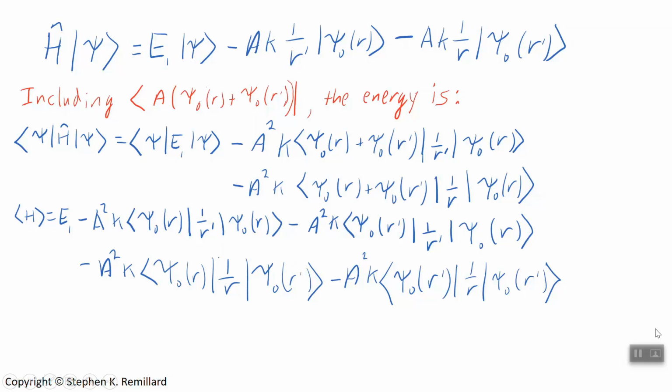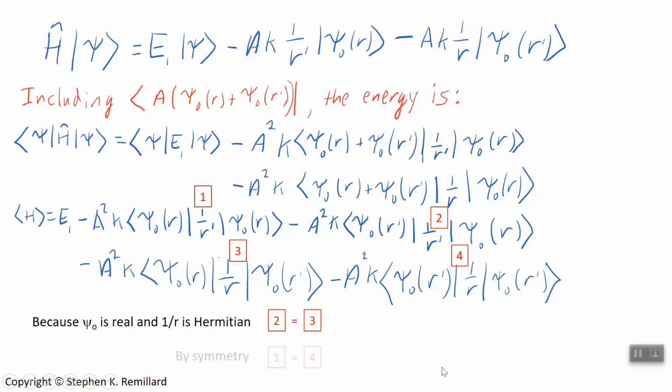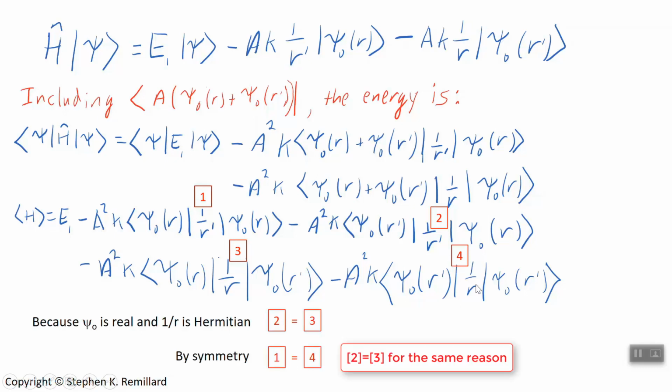I recognize something else about these, and it's really bound up in the symmetry of the whole problem. I'll number each of these terms 1, 2, 3, and 4. Are any of these terms equal to each other? Compare 1 and 4. The electron does not favor one proton over the other proton. So R versus R prime, same thing. So this bracket should come out to the same value if you switched all of the R's and R primes with each other. So 1 and 4 are equal just by symmetry.